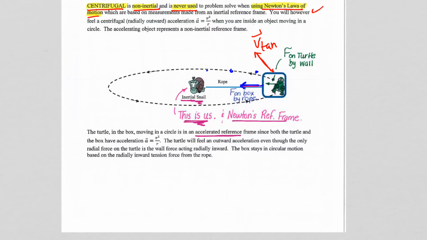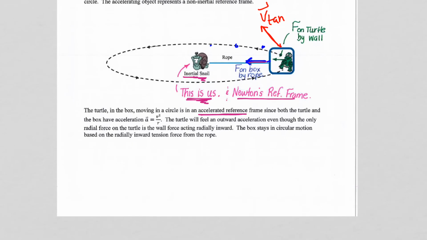Now, for an object like the turtle in the box, the turtle is in an accelerated reference frame because the box is accelerating v squared on r radially inward. When you are in an accelerated object, like a car accelerating forward, you feel yourself pushed to the back of the seat. When you're in this accelerated box, the turtle would feel as if it's being pushed to the outer wall. But please get these into your notes: these two forces, the force on the turtle by the wall and the force on the box by the rope, radially inward, because we never put a net radially outward force in a circular motion problem. It cannot exist. The only force that can exist, net force, is a radially inward one.